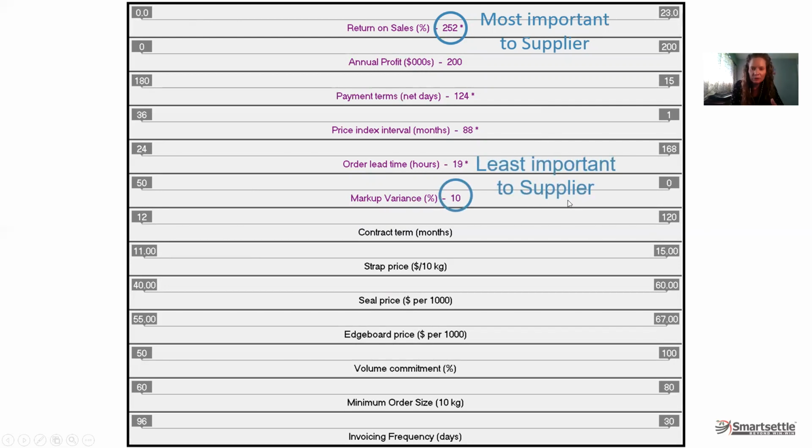Now, it's also possible to tie these importance numbers to a dollar figure, for example. So you can see here we have an issue of annual profit with a range of $0 to $200,000. And we've put 200 points there, making each satisfaction point worth $1,000. So then you can take that to understand that for order lead time, for example, the difference between 24 hours and 168 hours is worth $19,000. And markup variance, the difference between 0 and 50% is worth $10,000.